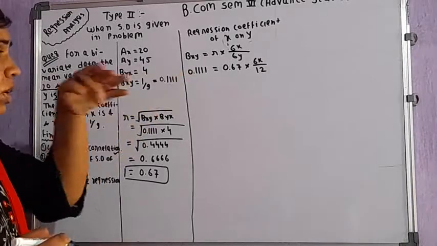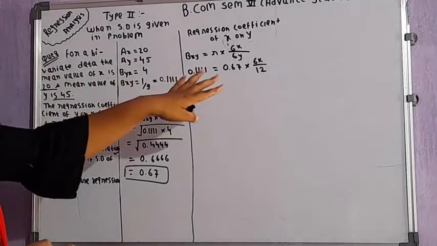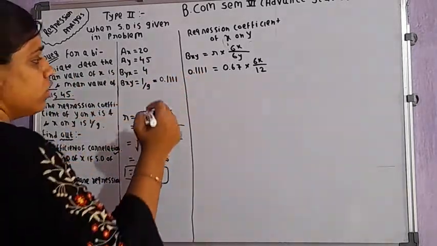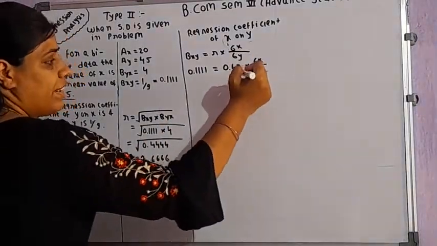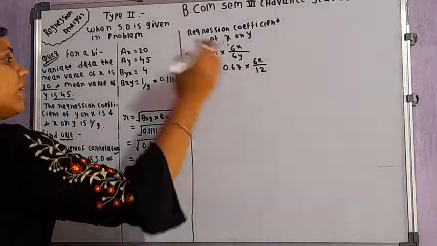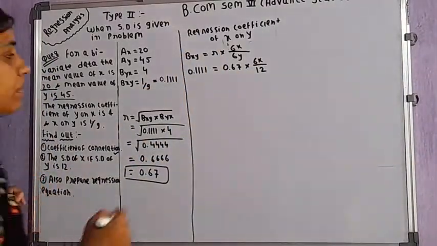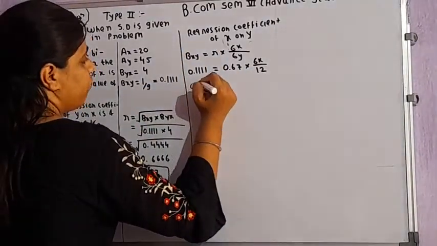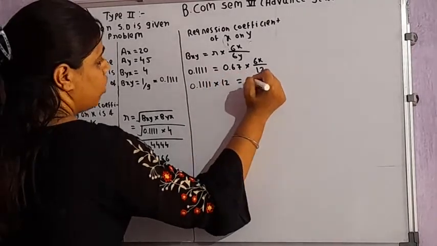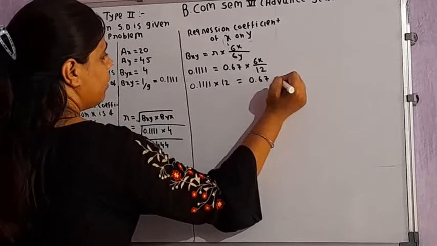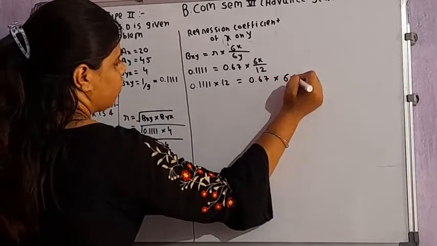We are going to solve this thing by performing the mathematical operation. So here it's in divide. So when we are going to take this on the left hand side, it will be there in multiplication. So 0.1111 into 12 is equals to 0.67 into standard deviation of x.